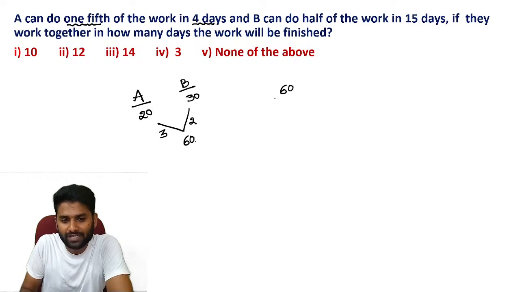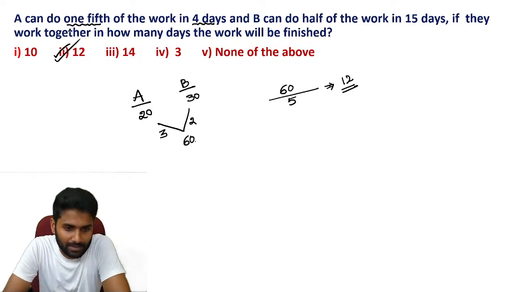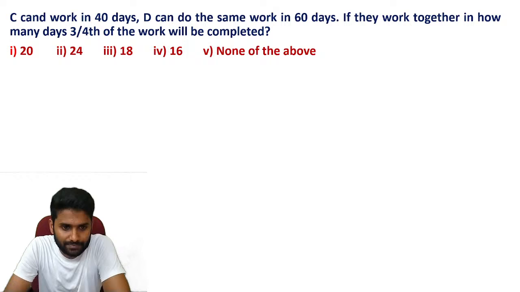Now we have to finish 60 units. Now we are placing A and B together in that work. If A and B together, they will finish 5 units. For 60 units, it takes exactly 12 days. Try this question.